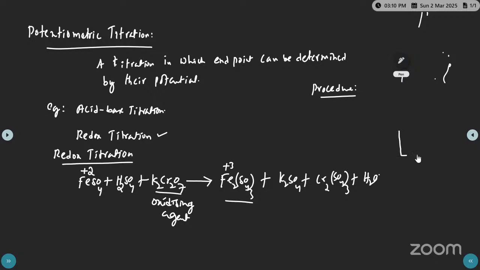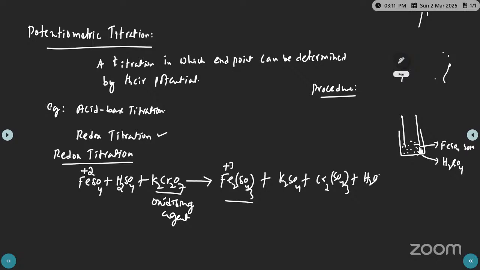Take 20 ml of FeSO4 solution in a small beaker. In a small beaker, take that FeSO4 solution, and to this add a little amount of sulfuric acid solution. And in this solution, keep two electrodes. One is the calomel electrode, and the second one is the platinum electrode.